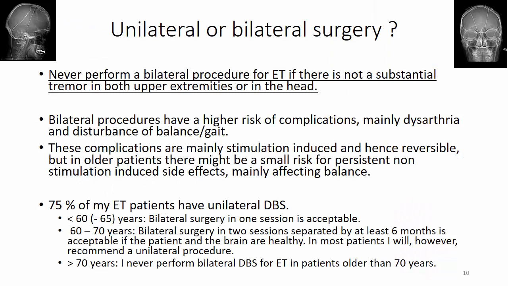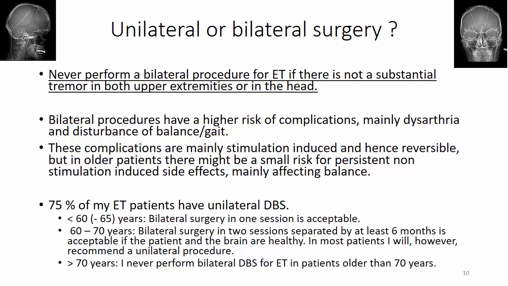When we have decided on surgery, we need to decide if we should perform a unilateral or a bilateral procedure. My opinion is that one should never perform a bilateral procedure for essential tremor if there is not a substantial tremor in both upper extremities or in the head. Bilateral procedures have a higher risk for complications, mainly dysarthria and disturbance of balance and gait. These complications are mainly stimulation-induced and hence reversible, but in older patients there might be a small risk for persistent non-stimulation-induced side effects, mainly affecting balance.